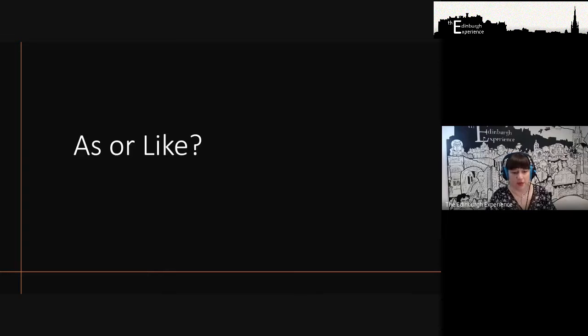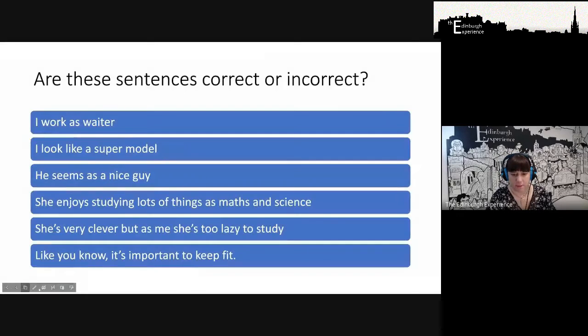So before we start talking about them, if you've got a pen and a paper, or if you want to be more modern, you can open a Google Doc on your computer, whatever you prefer. And I just want you to have a look at these sentences and make a little note if you think they are correct or if they're incorrect. If you think they're incorrect, consider how you want to change them.